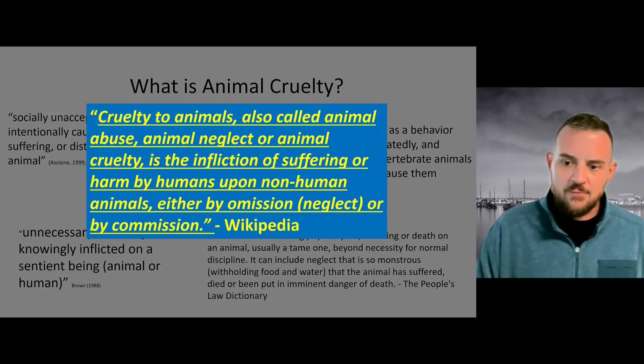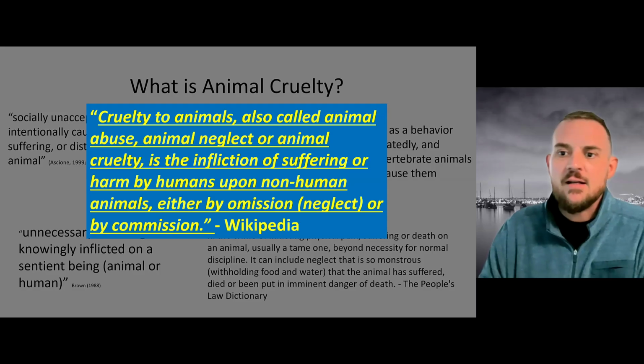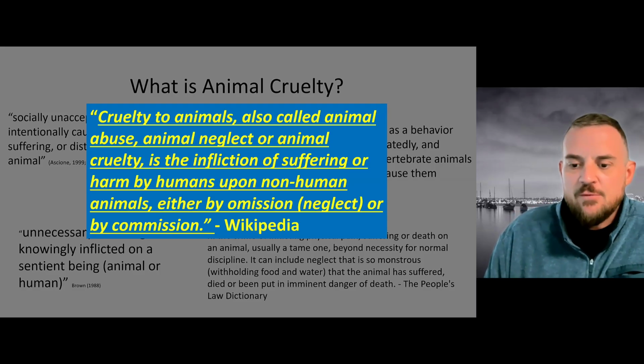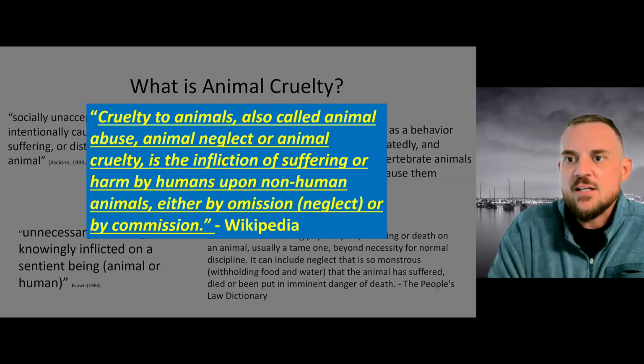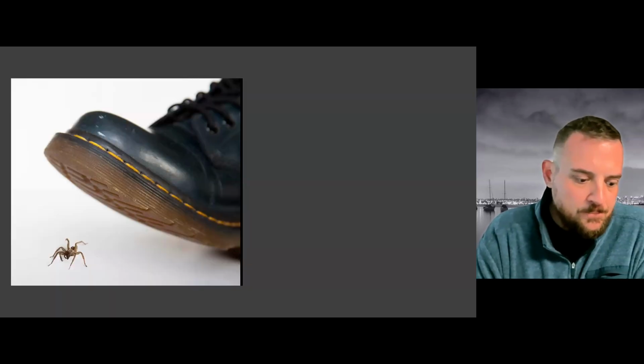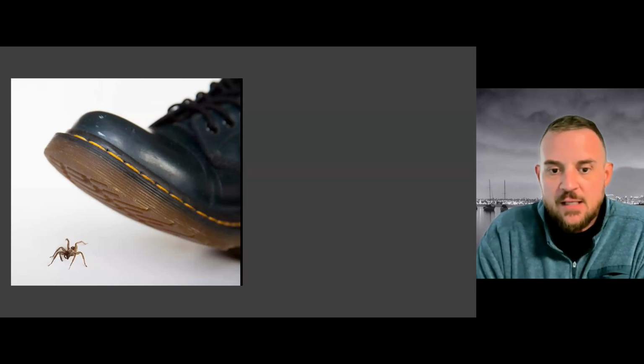So that's where I kind of land. Feel free to look around and see what you can find for yourself, if you find one that you feel fits better. But omission or commission is going to be kind of the core bottom line for us as we're working through this course. So we talked about the different types of animals.